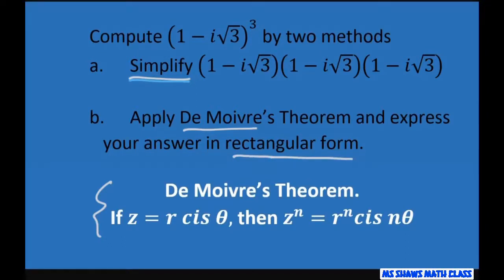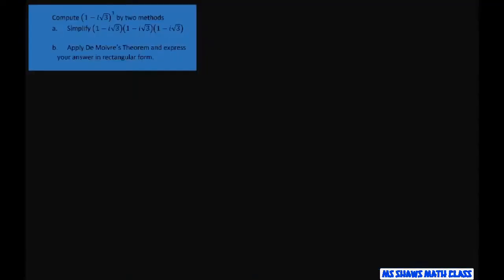So before we get started, just remember i equals the square root of -1, and therefore i squared equals -1 if you square both sides. All right, so let's get started. The first method is just by using the FOIL method or distributive method.